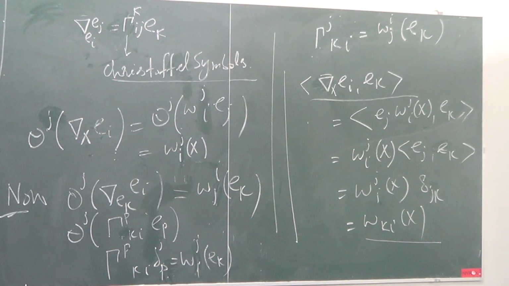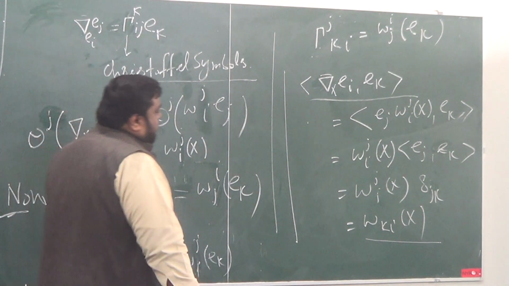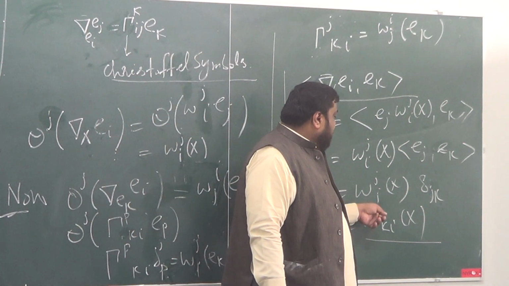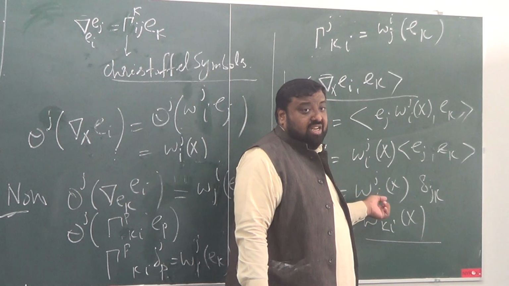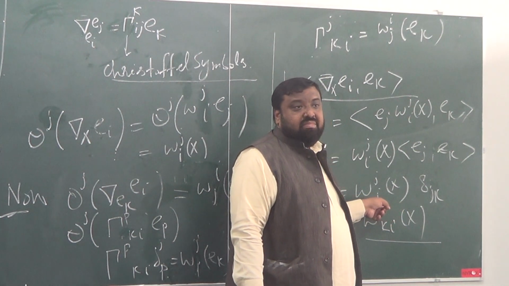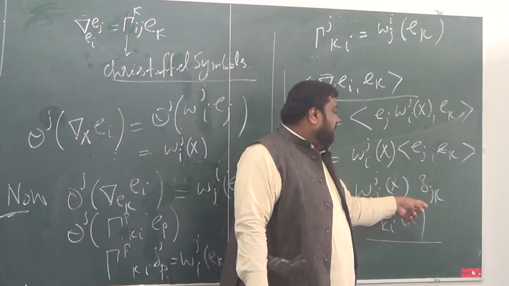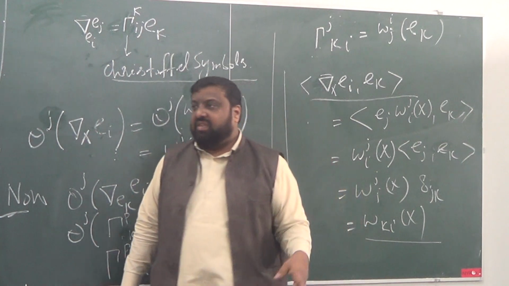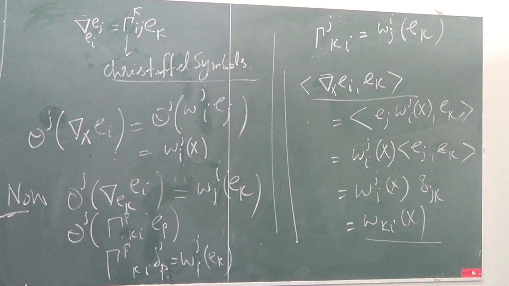So let's think about it. If you have w_ki, I can recover w_ji easily. It's not a big deal, just by multiplying them with the inverse of this matrix, the inverse of the metric tensor.